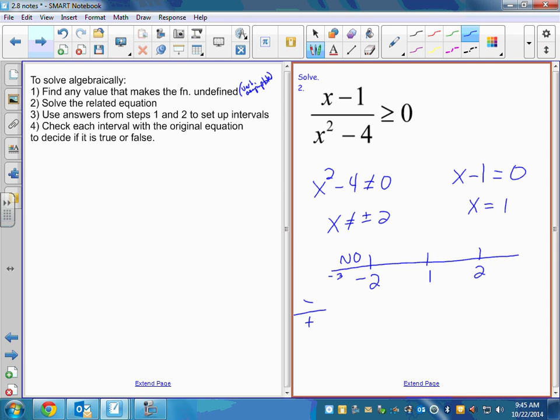Between -2 and 1, 0. So I'm picking a number in between this interval. Any number in the interval, as long as it's in the interval. You could pick any number smaller than -2, or any number in between -2 and 1. You just have to make sure you pick one in the interval, and I'm just plugging it in to see if it works. If I plug 0 in there, am I going to get a positive number? Yes, because I'm actually going to get -1 over -4, which is a positive number, which means yes, that's going to work.